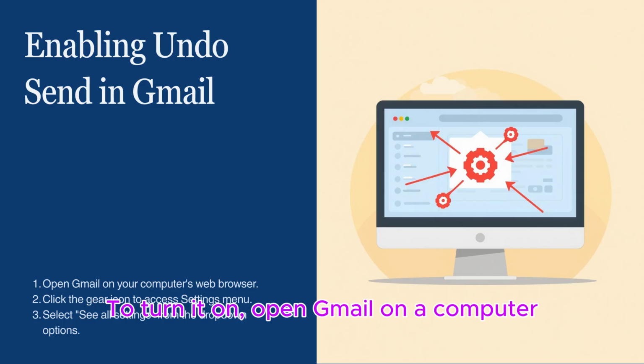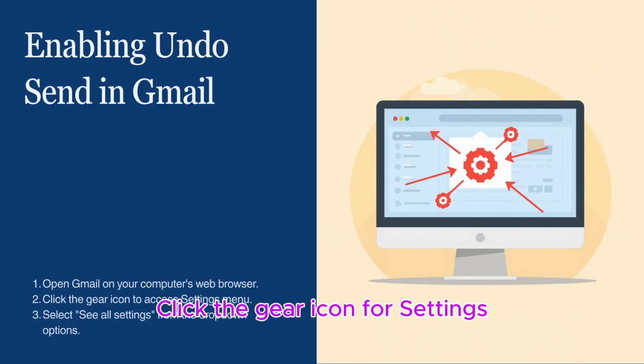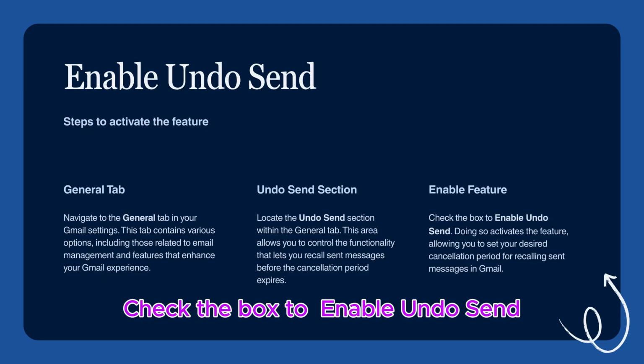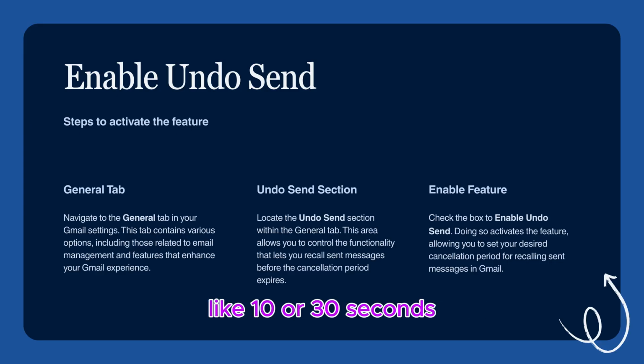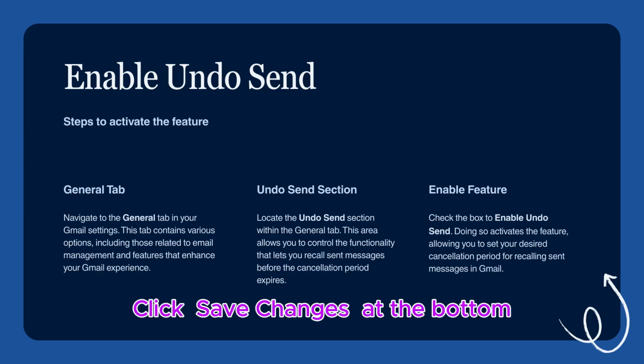To turn it on, open Gmail on a computer, click the gear icon for settings, click See All Settings, go to the General tab, find the Undo Send section, check the box to enable Undo Send. Choose your cancellation period, like 10 or 30 seconds. Click Save Changes at the bottom.